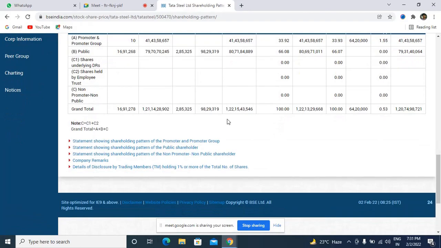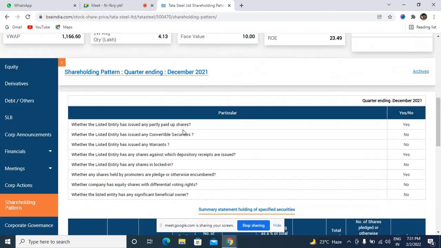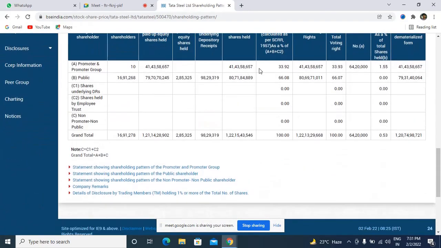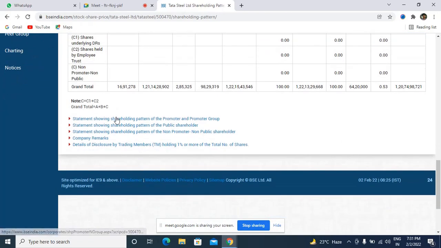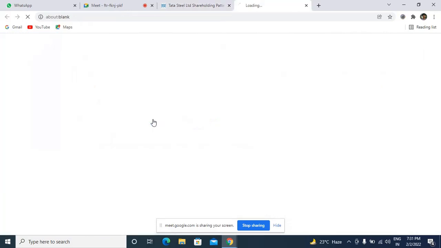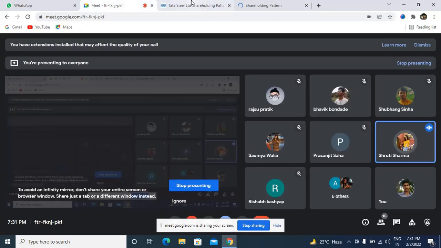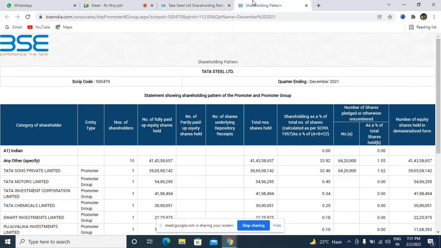Now, as you can see, this is the main screen for shareholding pattern and it is in a summarized format. You just scroll down a little bit, then you can see there are a few links given over here. Statement showing shareholding pattern of promoter and promoter group. So if you click... Sir, can you repeat it again? Actually, due to network issues, I wasn't able to see.